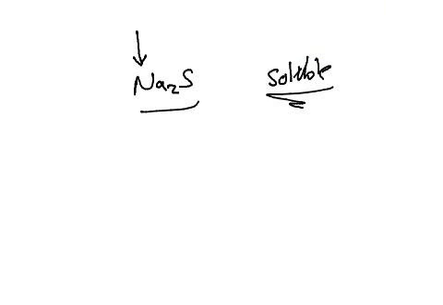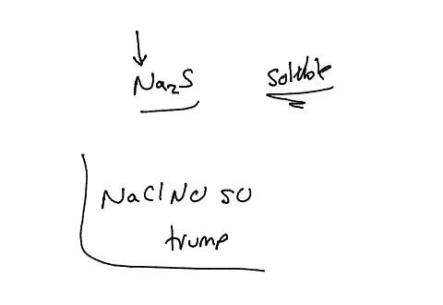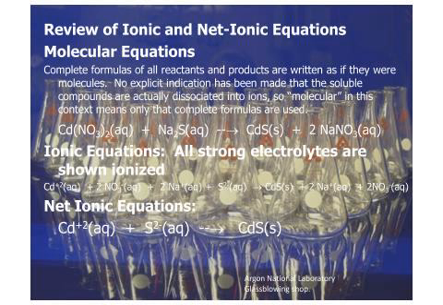So the NaKNOSOs trump the other ones. That's something that helps you understand this. The deal is, look for the NaKNOSOs first, and then assume not soluble if it's not on the list. Very good, Mr. Sams.